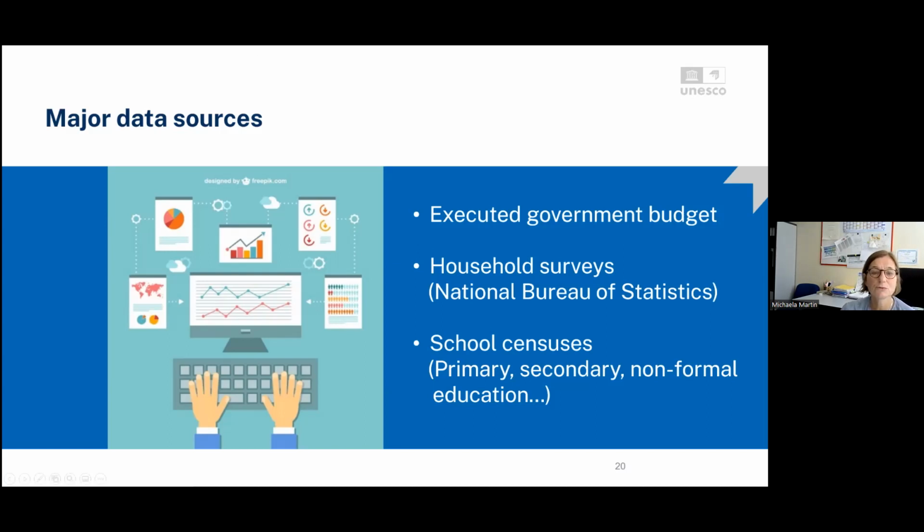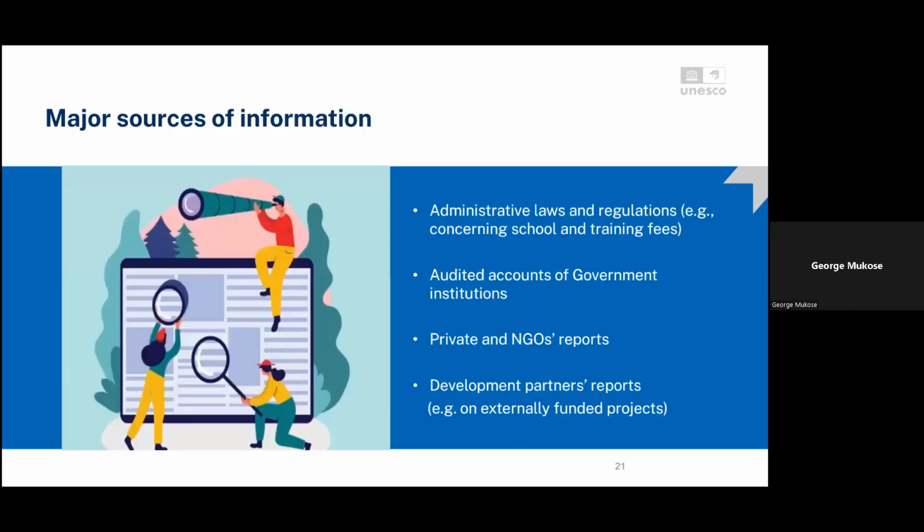And then we can also use information from school censuses, the yearly school census. Schools provide information on their expenditures, which is very interesting. So we can see what is coming from private resources at the school level and what is coming from public resources at the school level. We can tap into administrative laws and regulations, for instance, see what the regulations are concerning school and training fees. This gives us a good indication on this type of expenditure.